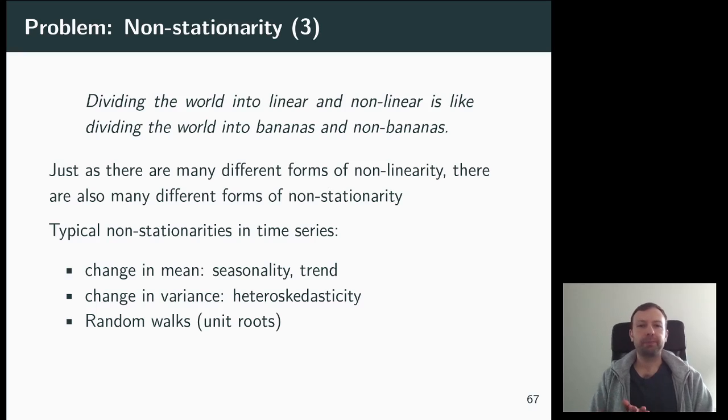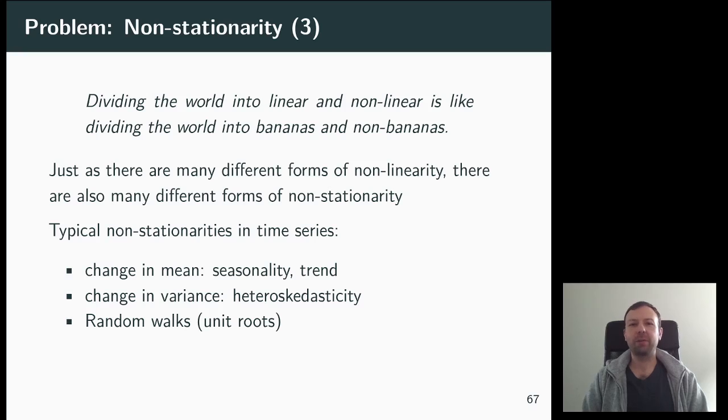However, non-stationarity is a bit like non-linearity, and I'm going to explain what I mean by that. There's this joke that I like quite a bit, which goes that dividing the world into linear and non-linear is a bit like dividing the world into bananas and non-bananas, right? On the one side, you have linearity, a very clear-cut concept. And then non-linearity can mean so many different things. It can really mean pretty much anything that is not linear. There are so many different forms of non-linearity.